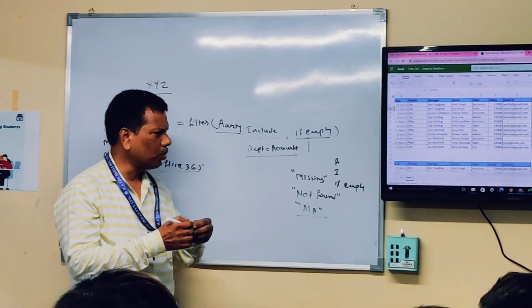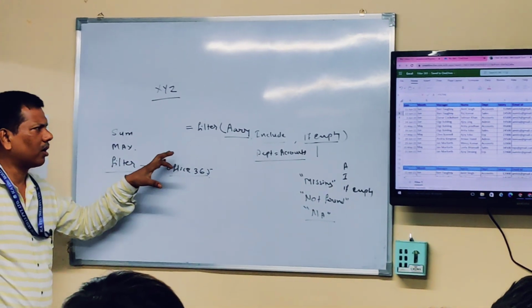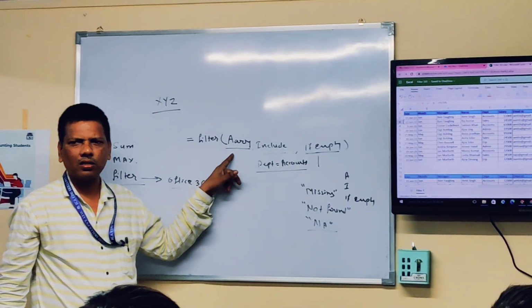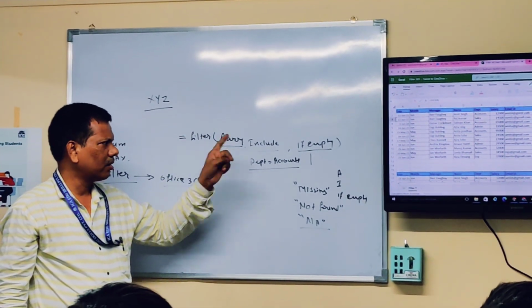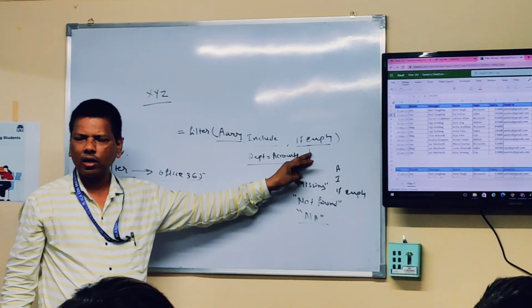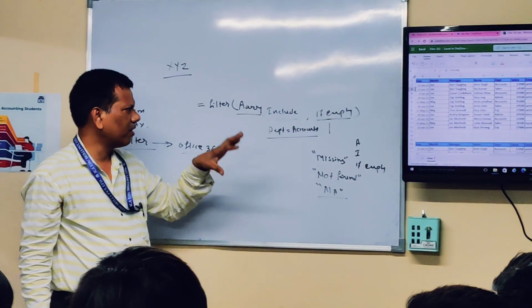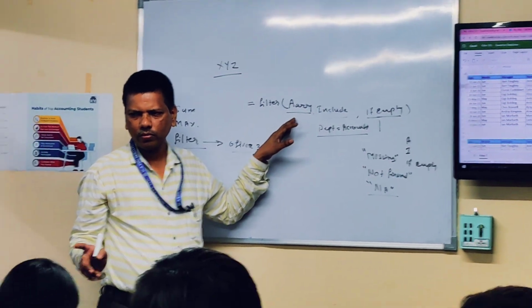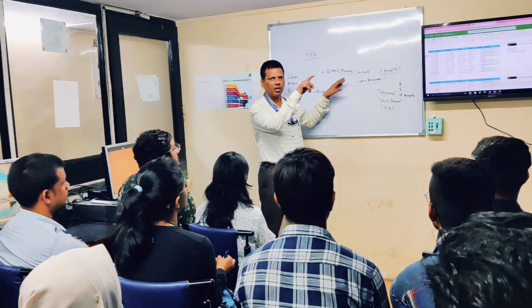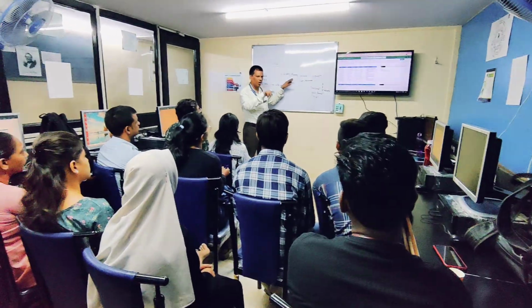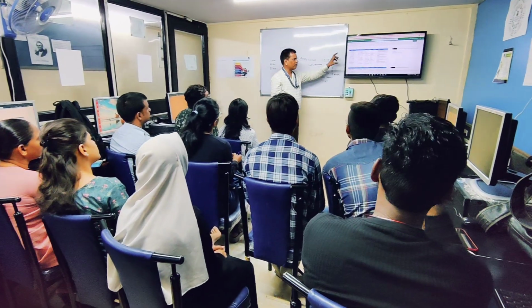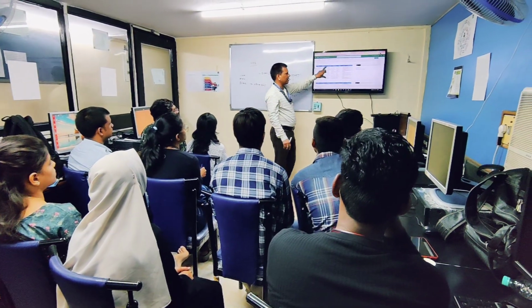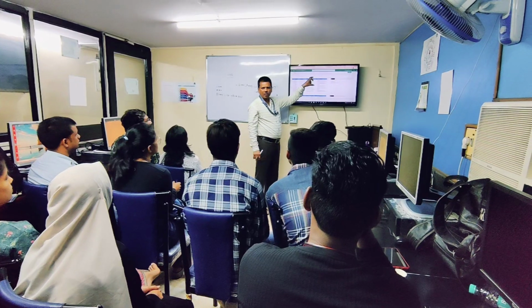So that means while using a filter command, we have to remember the first argument called array, the second argument include, and the third argument if empty. Can anyone explain again, what do you mean by array? Whole data. Yes, array is nothing but whole data. It depends on your requirement. I may call the array the first column, I may call the array the manager, I may call the array the department.